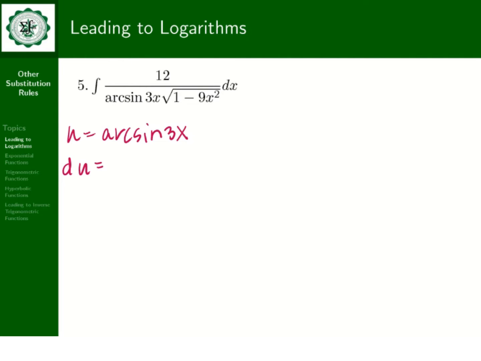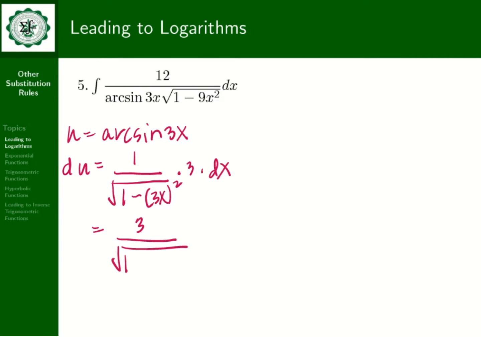So du is equal to, for arc sine of 3x, the derivative is 1 over the square root of 1 minus the quantity 3x raised to 2, times the derivative of 3x, which is 3, and then we write dx. Simplifying, we get 3 over the square root of 1 minus 9x squared, then we write dx. So this is going to be our du.